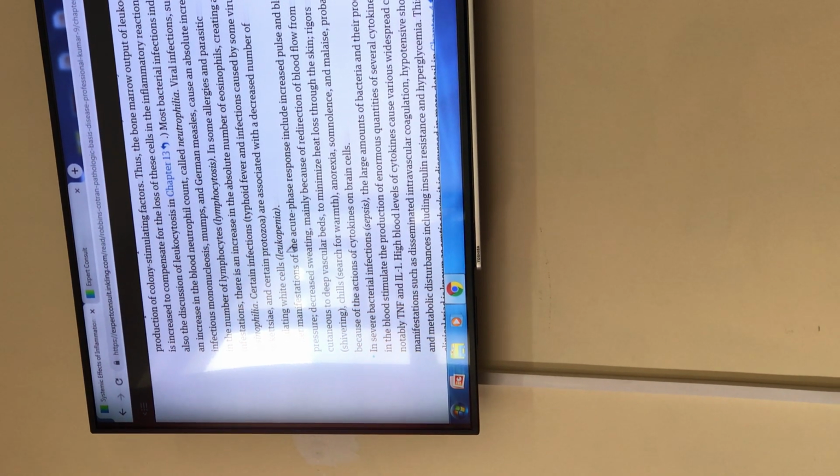And if leukocytes are decreased in number, we call it leukopenia. So leukocytosis is increased, leukopenia is decreased. And they have different types. If this leukocytosis is due to increase in neutrophils, it's neutrophilia. If it is due to lymphocytosis, eosinophilia, or if decreased in number, leukopenia.